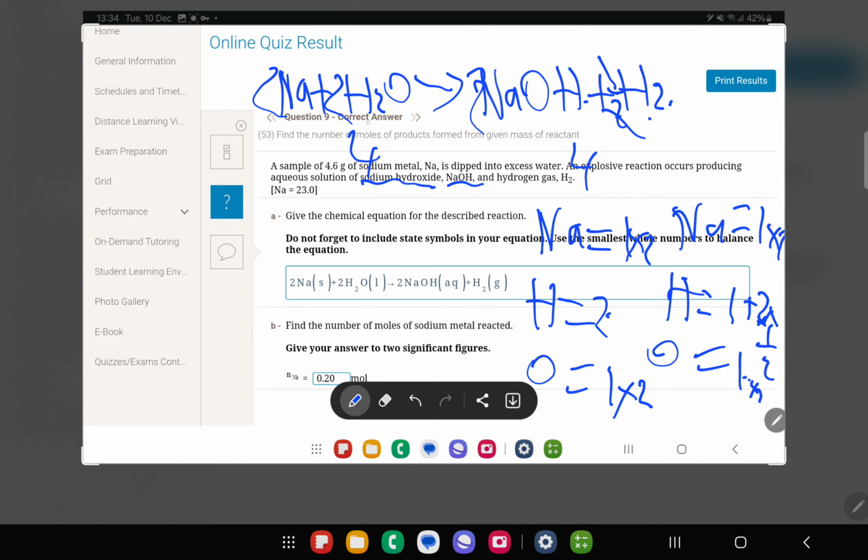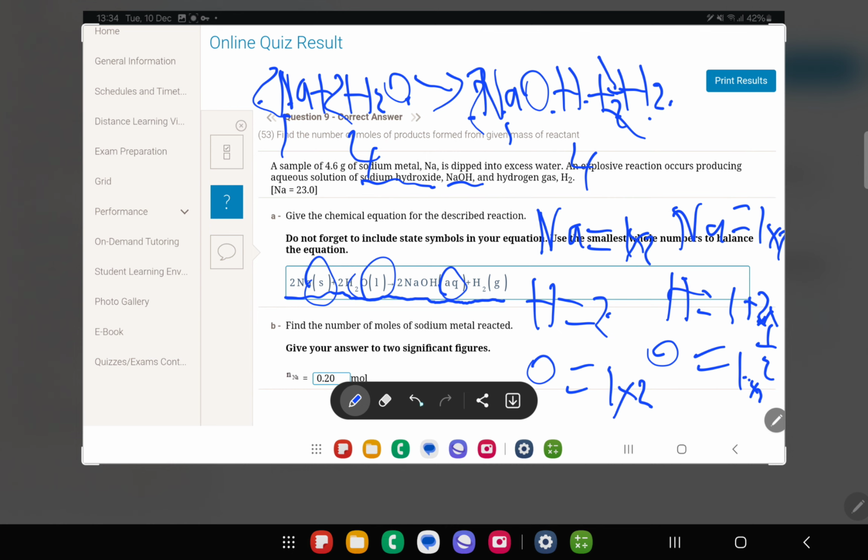So here is balanced. 2 times Na is 2Na. So it's balanced also. And H, same thing. O is 2 here, and O is 2 here. So it's balanced. So now the equation will be 2Na plus 2H2O equals 2NaOH plus H2. Of course, add the state symbols, don't forget.